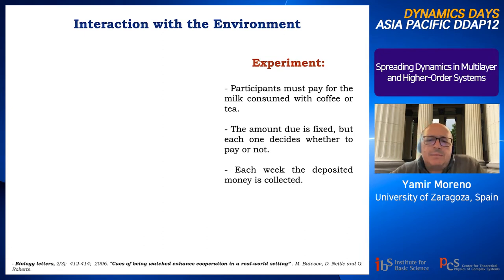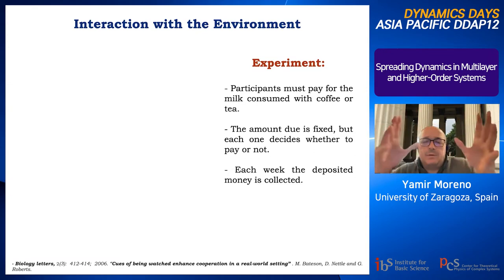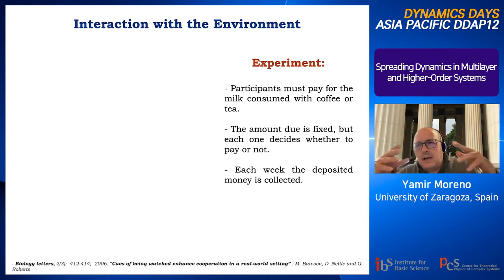It's an experiment in which there was a room, the typical room in the department, with a blackboard, coffee and tea dispensers, and a few couches, in which you can sit and talk to your colleagues. The rules to consume tea and coffee are that participants must pay for what they consume. Coffee or tea is free of charge, but if you put milk, then you have to pay for that. The amount due is fixed, but each of the consumers decides whether to pay or not. If you pay, you pay a fixed amount, let's say, I don't know, 20 cents.